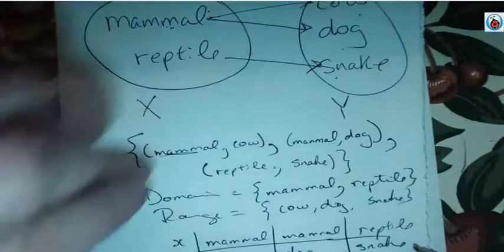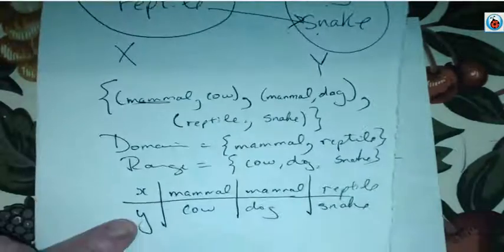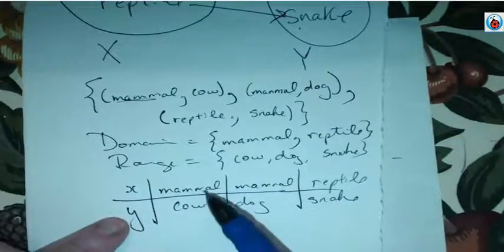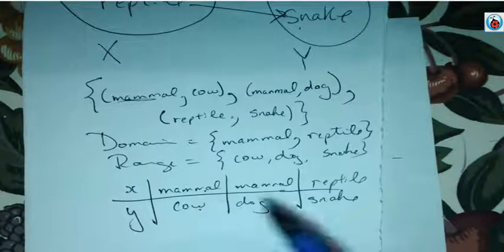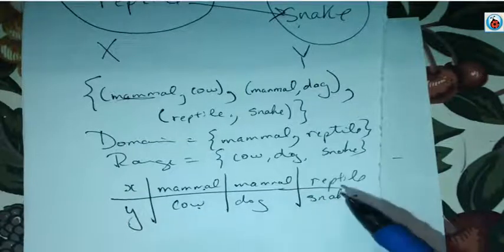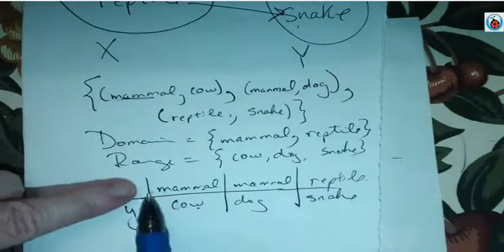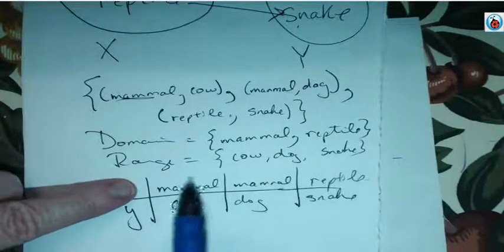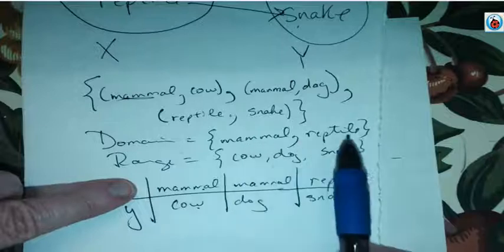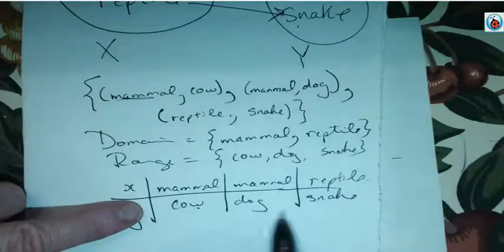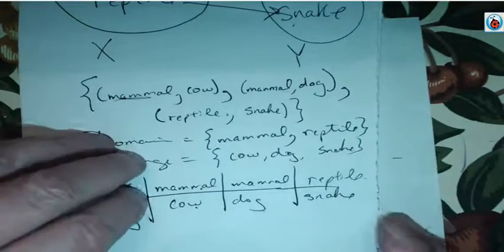So I could have had it presented to me in a table. And I can see that mammal is paired with cow. Mammal is also paired with dog, and reptile is paired with snake. If I'm looking at this, what is the domain? It's the set of things in the first row, but we have to write them without repetition. What's the range? It's the set of things in the second row, written without repetition.